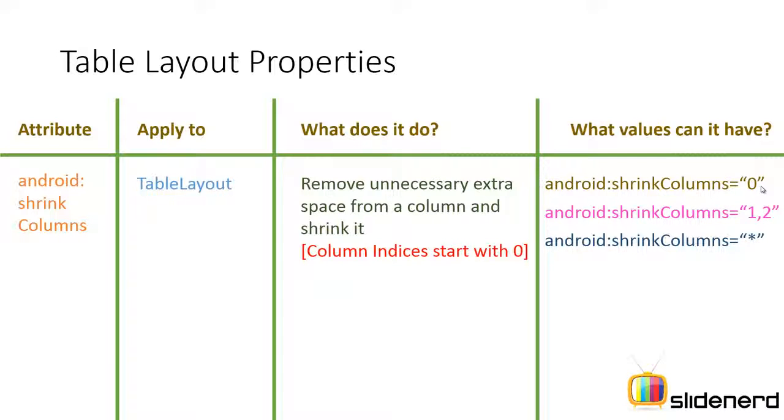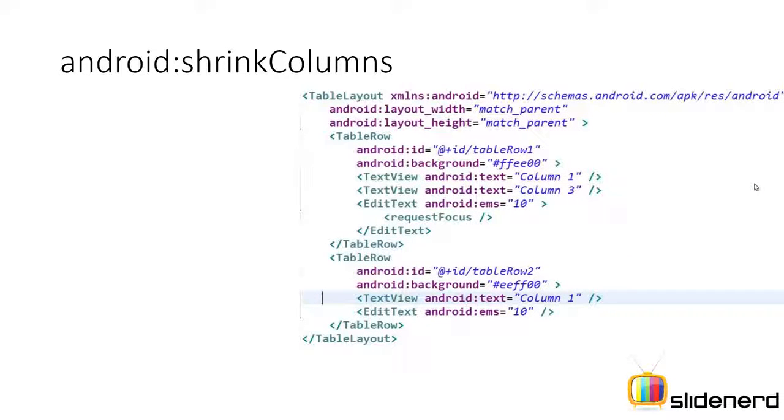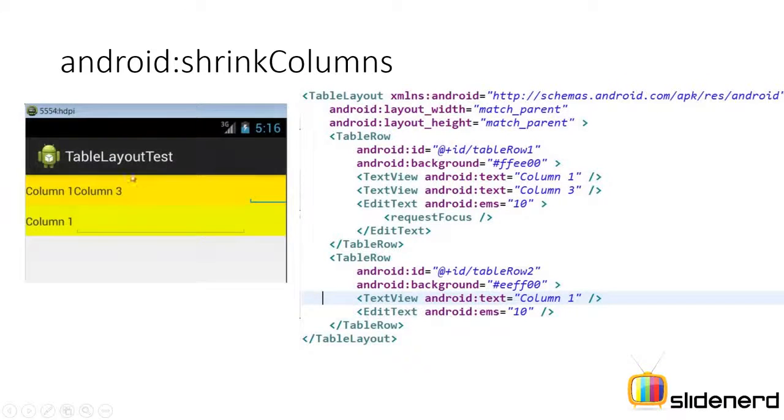So let's actually go to the code and see how this looks. Here, first let me show you the effect of not using shrink columns and why we need to use it. Take a look at what I have done. I have nothing great over here. There is a table layout inside which there is a table row. I have text view 1 and 2, which is column 1, column 3, and then there is this edit text which has an EMs of 10. And then you have the other table row inside which there is another text which is called column 1 over here, and then there is another edit text.